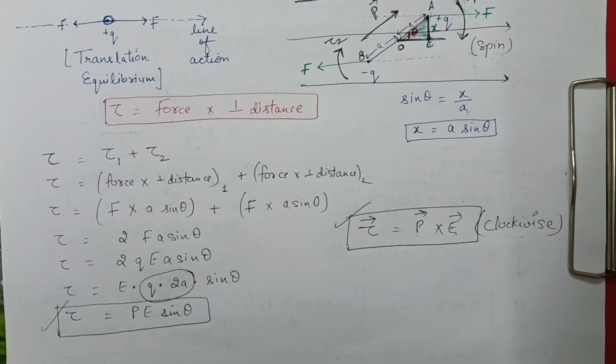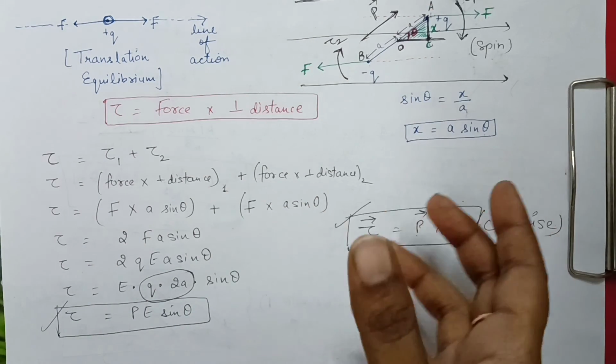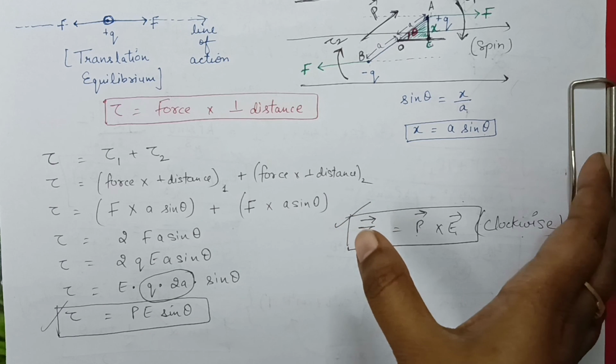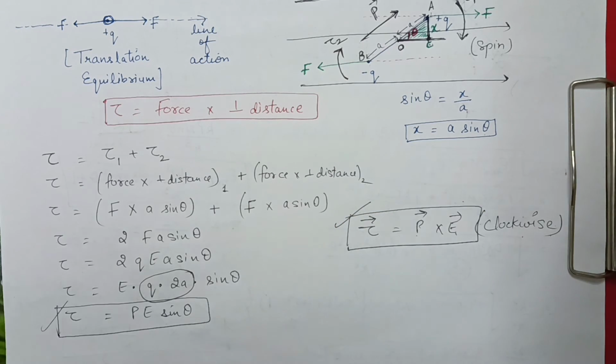So in the next video, we are going to discuss how to find tau max and tau minimum. That is, in case of these dipoles, in which type of orientation torque will be maximum and which type of orientation torque will be minimum.